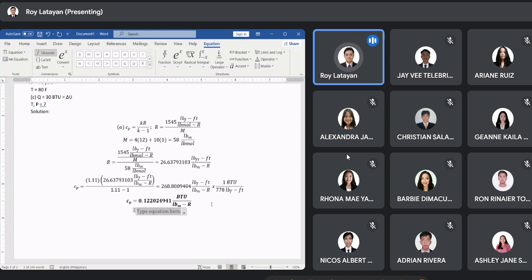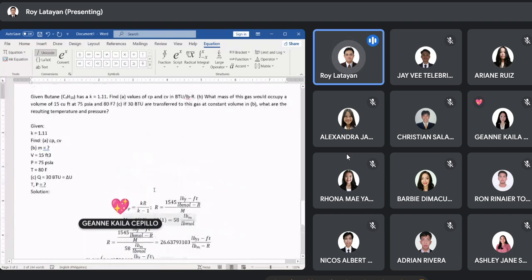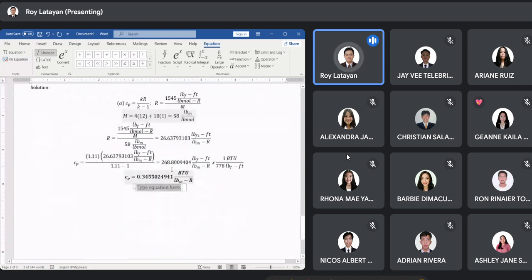Wrong. That's wrong, 0.34. Where is this from? Is this right? Again. There. This is the value. Next. So we have the value of R. Next is we have the value of CV.